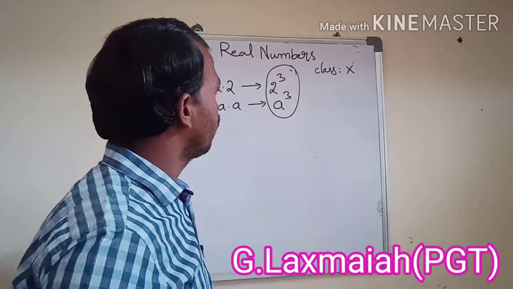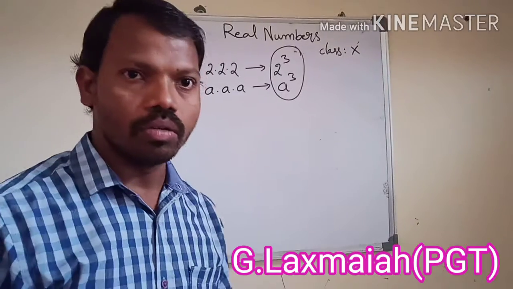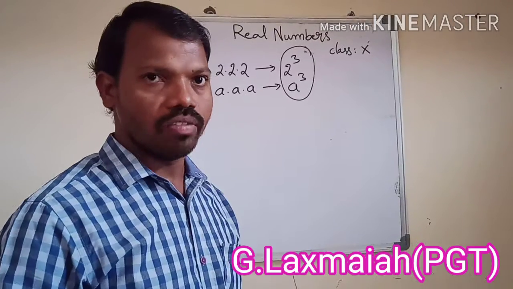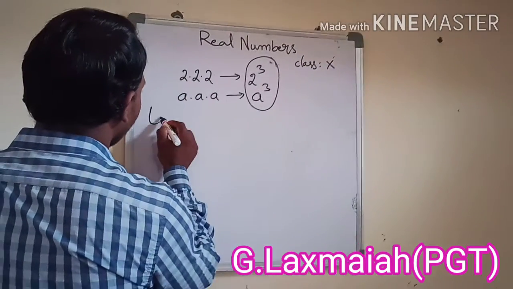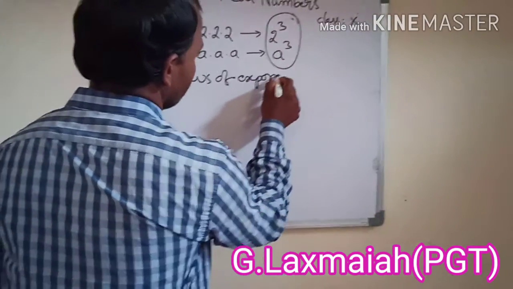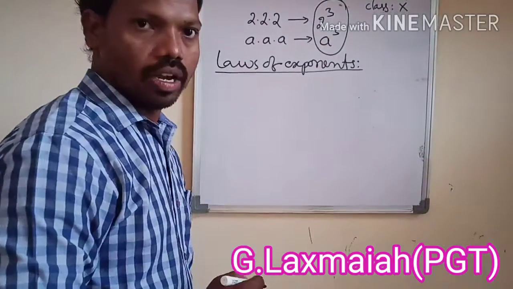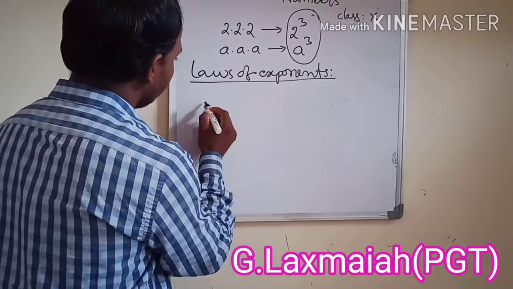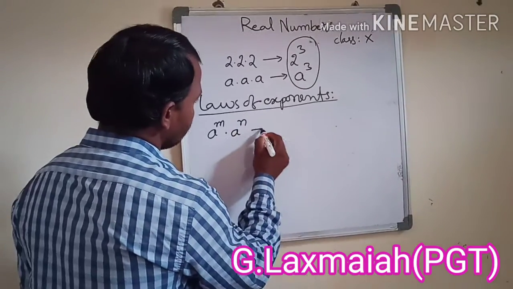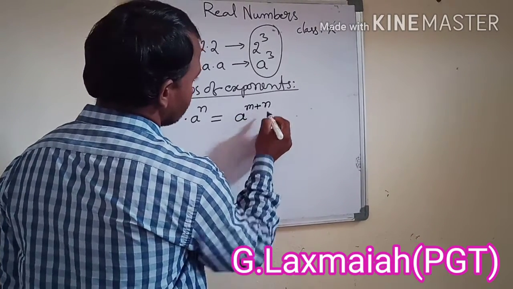So today we are going to learn, you all already learned laws of exponents in the previous class, and today we will elaborate a little more on exponential forms. Okay, let us see the laws of exponents. Some laws we discussed in this. a to the power of m into a to the power of n, we can write as a to the power of m plus n.